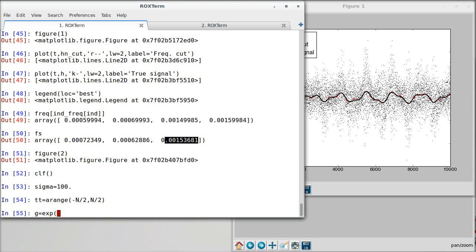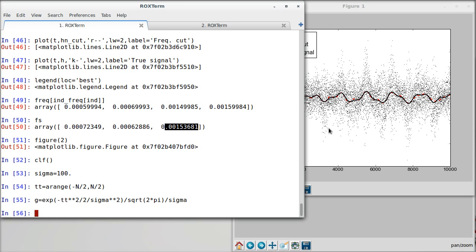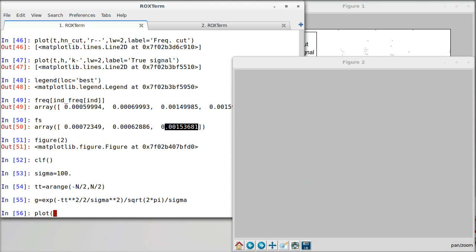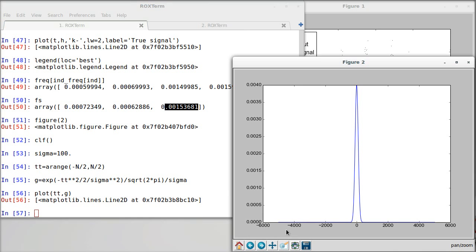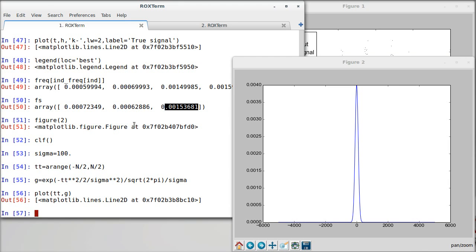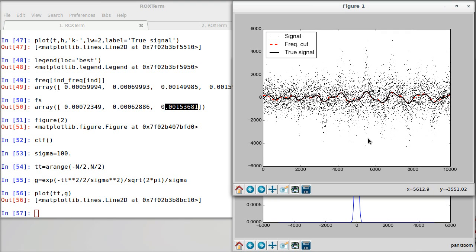Well, we know how to do that. A Gaussian is exp of minus tt squared divided by 2 sigma squared. Let's normalize it, with the square root of 2 pi times sigma. So let's look at that just to make sure that we've done this correctly. This is always a good thing to do. And so we've constructed this Gaussian centered on 0. We want to convolve this with our original signal. We want to convolve it with this signal.